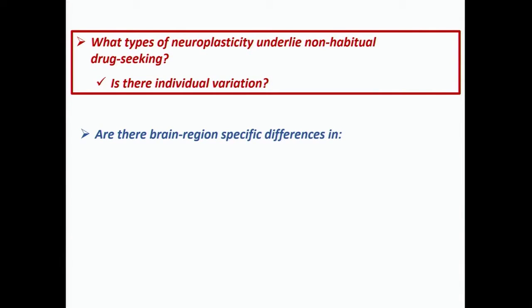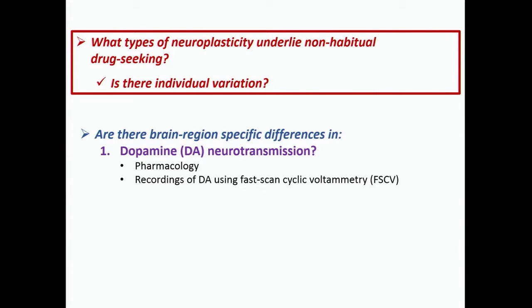So a few big questions here: are there different brain regions that have specific differences in dopamine neurotransmission? We can use pharmacology, you know, inject different drugs and see what happens, maybe dopamine blockers. We can also, as I'll show you, use a technique called fast scan cyclic voltammetry to actually record dopamine in real time as the rats are doing a specific behavior.